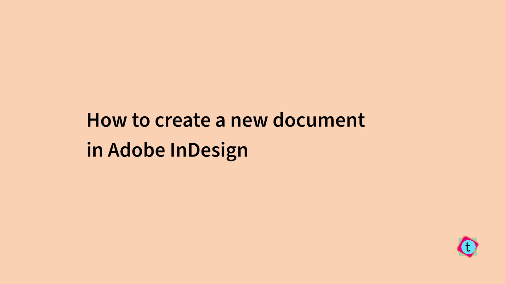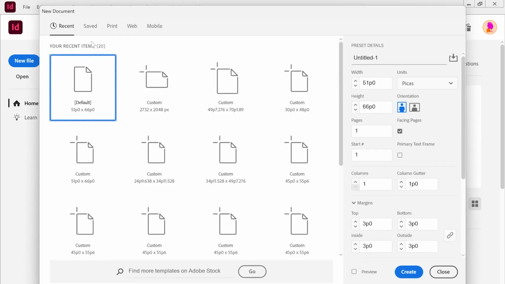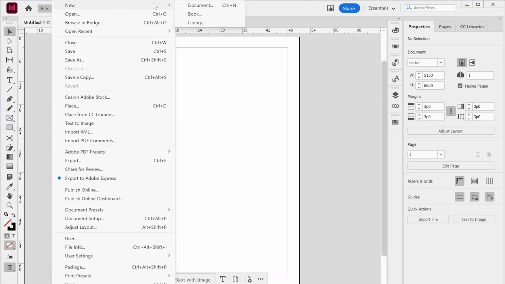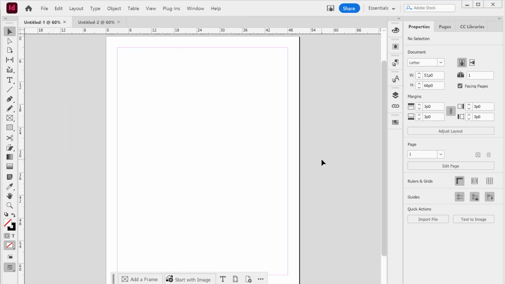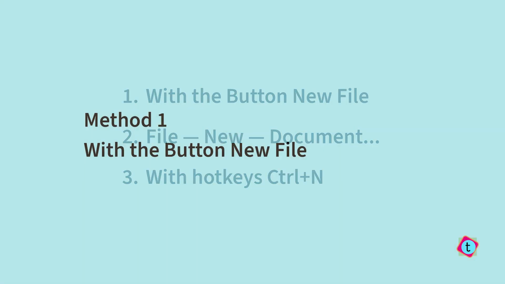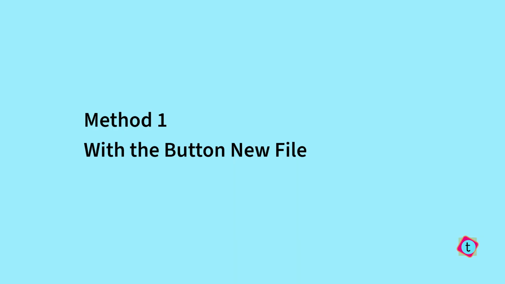Hello! In this video, you'll see how to create a new document in Adobe InDesign in 3 ways. The obvious one, the classic one, and the fastest one using hotkeys. Choose the way that works best for you. Let's go! Method 1. With the button New File when you start.